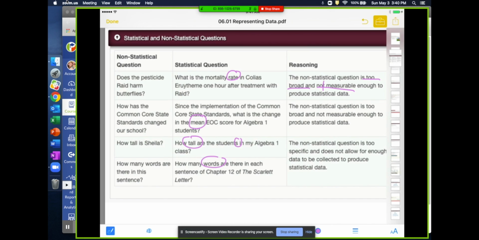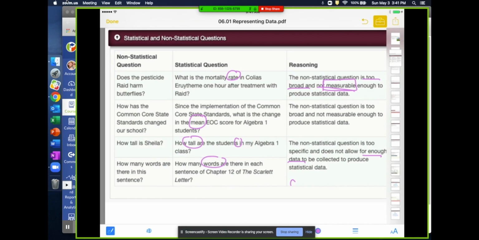So you'll notice in the reasoning it says a lot of the first question being too broad. You can't really collect data where you don't really know exactly what you're collecting. So you have to be precise and you have to be measurable in your data. And then for the last two questions, it highlights the fact that the original questions don't allow for enough data.